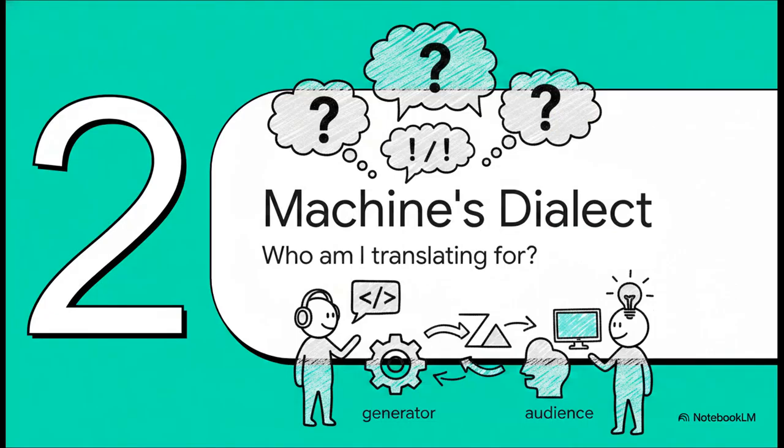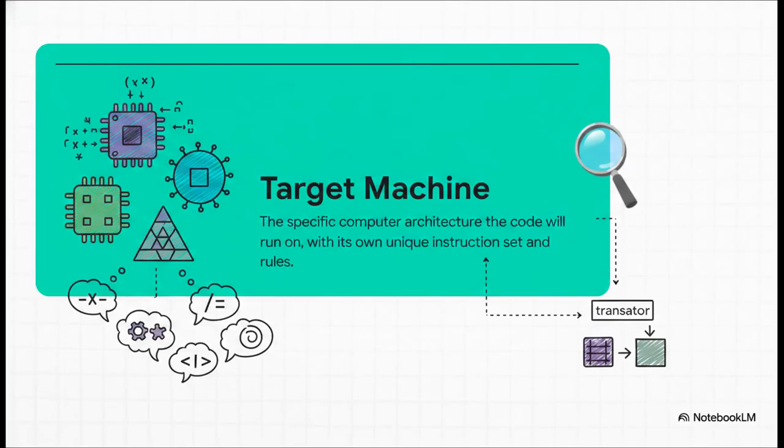All right, so once the generator knows what it's translating, it has to ask that second key question. Who's the audience here? Who am I translating this for? The audience is the target machine, the specific processor in your phone or your laptop or some server somewhere. And the crucial thing is, not all processors speak the same language. They have different instruction sets, different rules, you could even say different dialects. The translation has to be tailored perfectly for the listener.